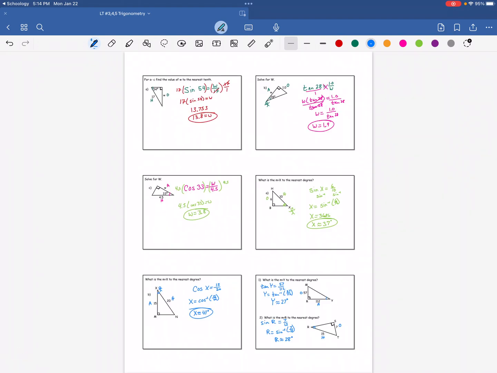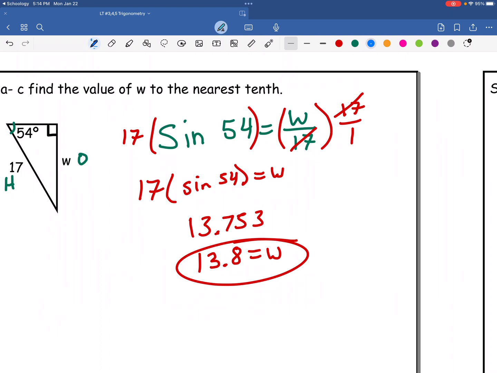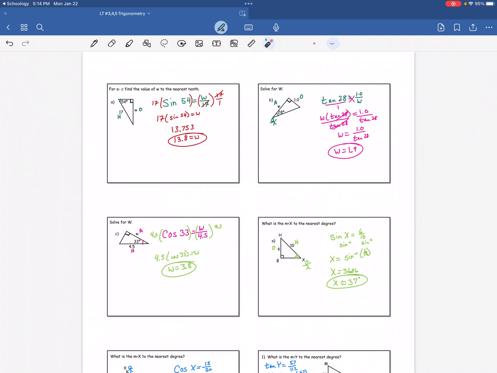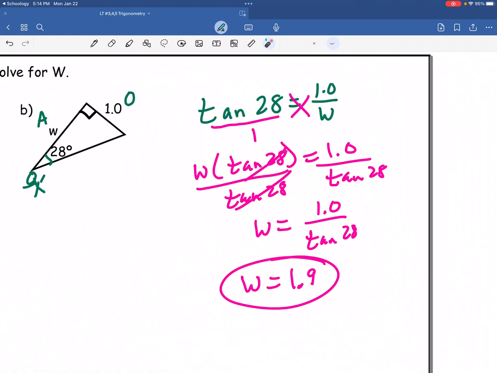Just keep in mind that your equation, sometimes like here, the variable's in the numerator and you just multiply by the number. Sometimes the variable you're solving for is in the denominator, in which case you got to cross multiply and then you'll end up dividing by the trig function.